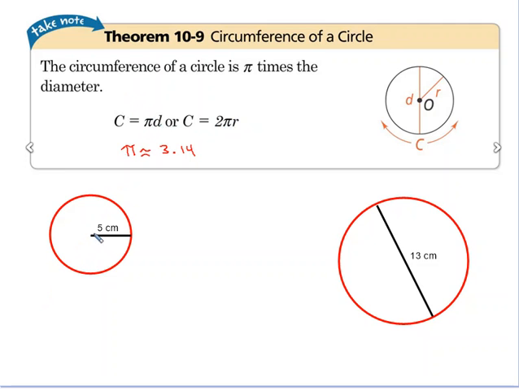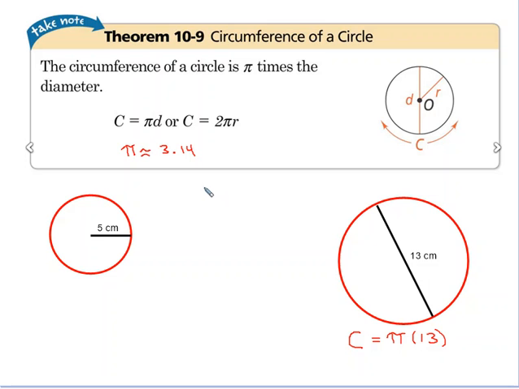I've got a circle where the radius is 5 centimeters. And I've also got a circle where the diameter is 13. I'm actually going to start with that one because this is the simplest. The equation is simply that the circumference is pi times diameter, and the 13 centimeters is the diameter. And all I need to do is multiply pi times the diameter, 13.